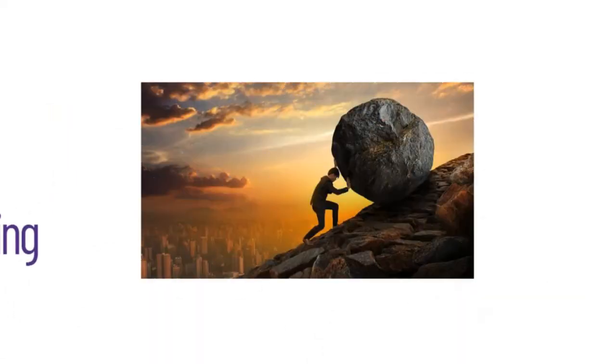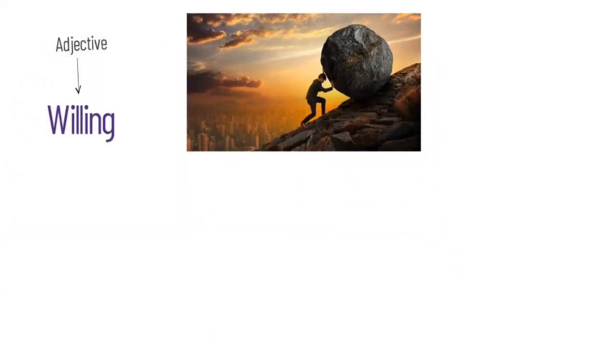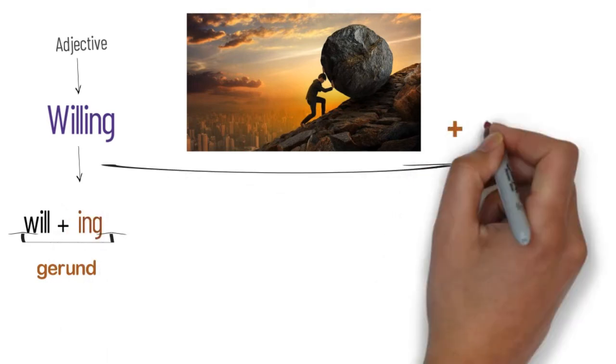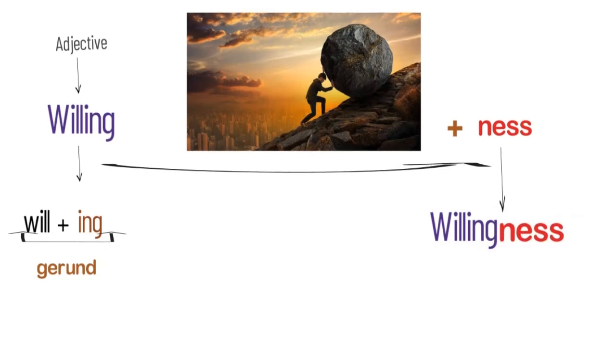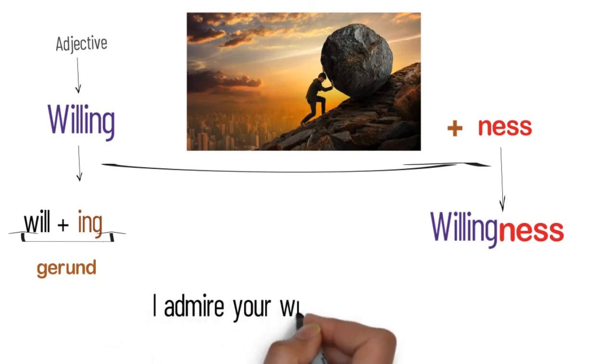Willing is an adjective. It's composed out of will plus the suffix ing. This is a gerund. Add ness to this gerund and you'll get the noun willingness, which means the state or quality of willing. I admire your willingness.